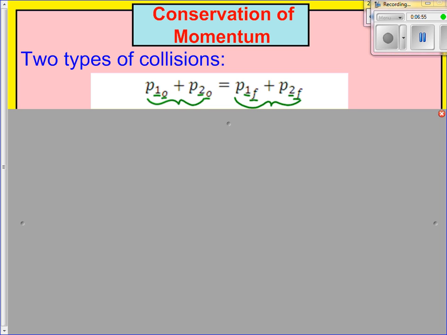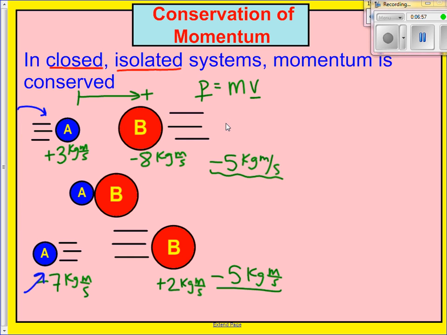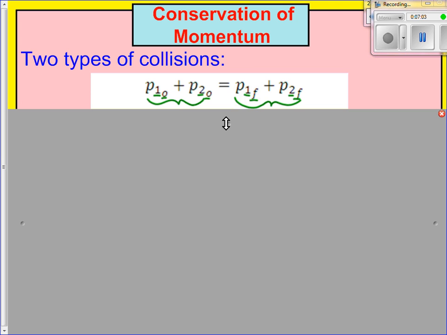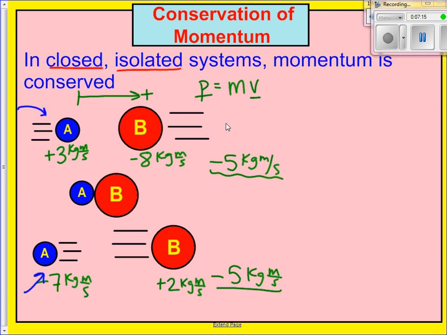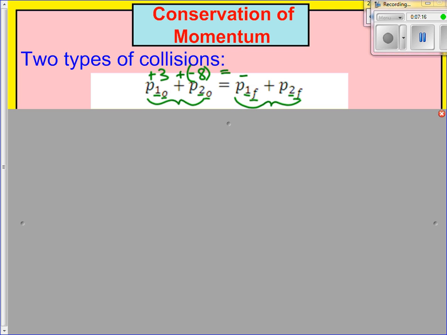This is just like the ball example that we did. If you recall, the momentum at the beginning for A was positive 3, and the momentum of B at the beginning was negative 8. So that would be positive 3 plus negative 8, and then we know that has to be equal to the final. If we go back and look at the final, A was negative 7, and B was positive 2. That's all that that's saying.